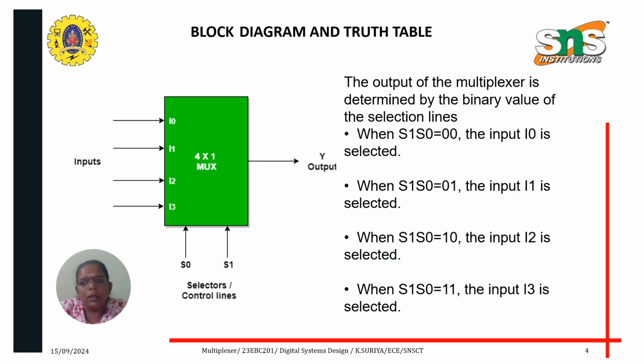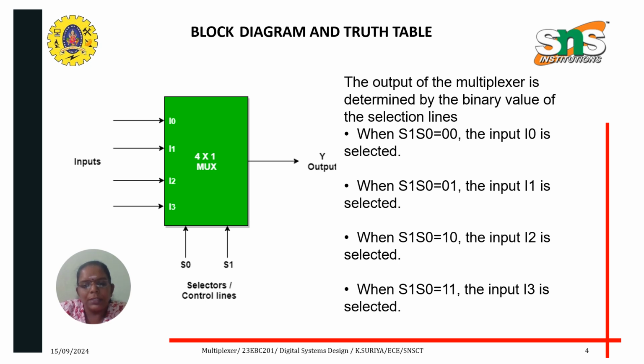Next one is 4 cross 1 multiplexer. So 4 cross 1 multiplexer, which is also known as a 4 to 1 multiplexer, is a multiplexer that has 4 inputs and a single output. The output is selected as one of the 4 inputs, based on the selection inputs.